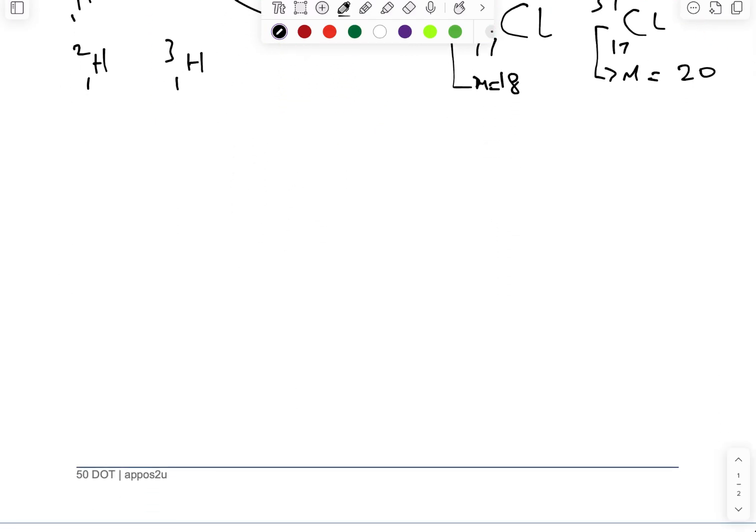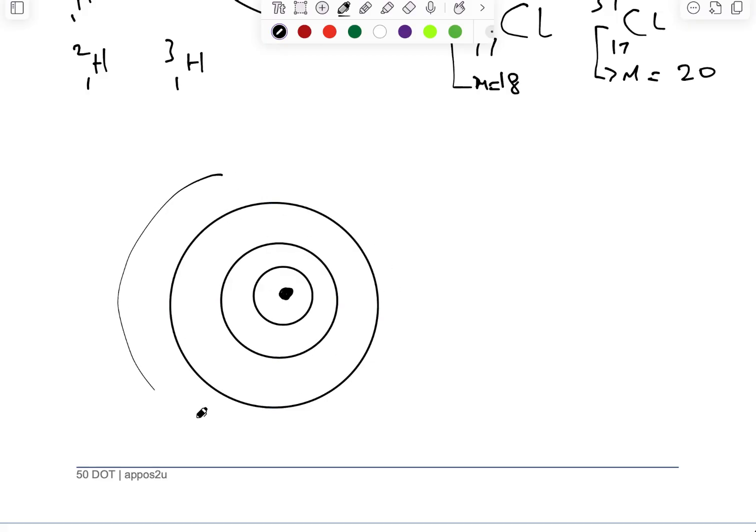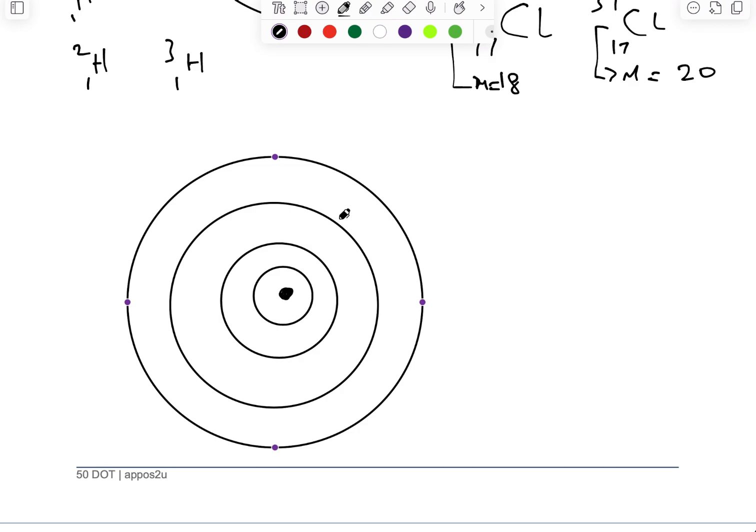And then these shells, they have what we call energy levels. So let's say this is the nucleus. So we can have a first shell here. We can have a second shell here. We can have a third shell here. In fact, we can have a fourth shell here. I'm going to stop at the fourth shell.